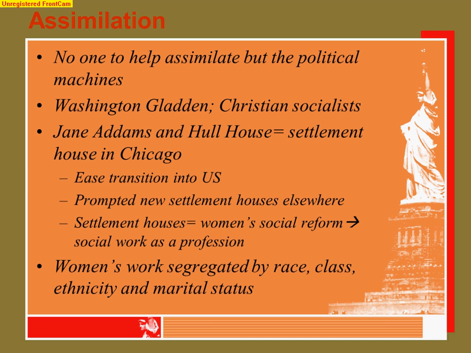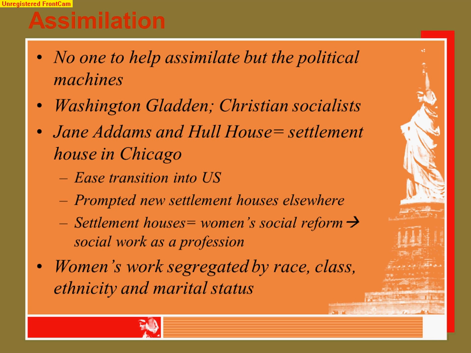So, who was here in the United States to help these new immigrants assimilate? Basically, it's the political machines like we've already talked about. Think of Tammany Hall in New York as an example, welcoming in these new immigrants in order to get their vote when it comes time to vote. Helping them find jobs, helping them find a place to live, etc.